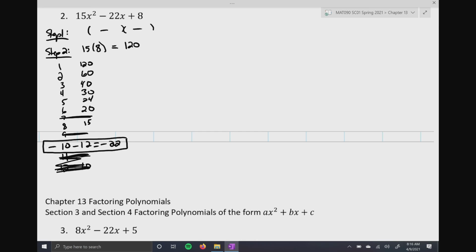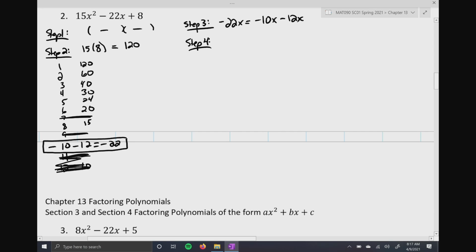Okay. Step 3. Negative 22x equals negative 10x minus 12x. Now, it doesn't matter if you wrote negative 12x minus 10x. That doesn't matter. The order doesn't matter just as long as you get the signs correct. Okay? Now, step 4.